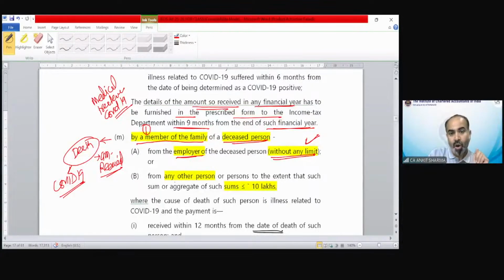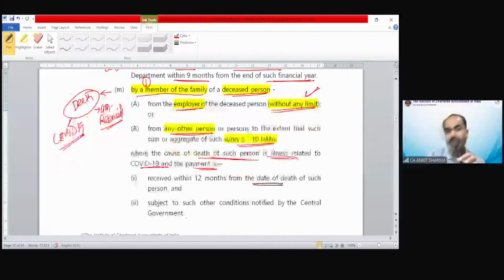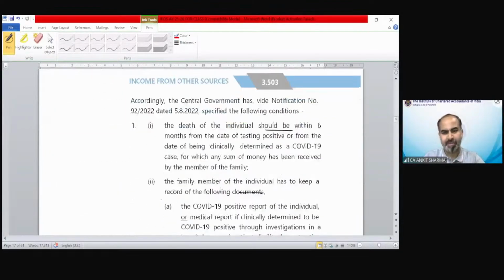family member. Or if the compensation is received from any person other than the employer, then up to 10 lakh rupees is exempted. If it is more than 10 lakh, the excess is going to be taxable. You have to prove that the cause of death of the person is, of course, illness related to COVID, and the payment should be received within 12 months from the date of death of such person. So if the payment has been received within 12 months from the death of that person, any amount received by the family members from the employer is exempted without limit, from other persons 10 lakh rupees exemption, subject to the conditions notified.